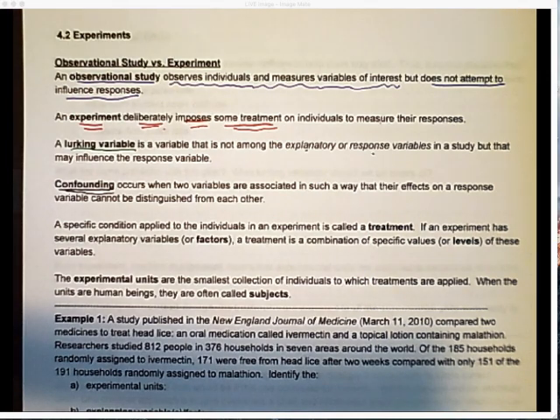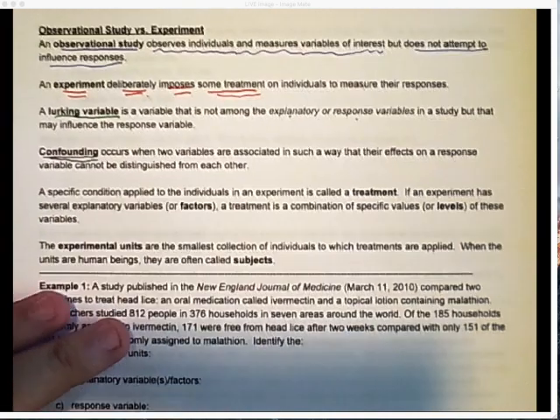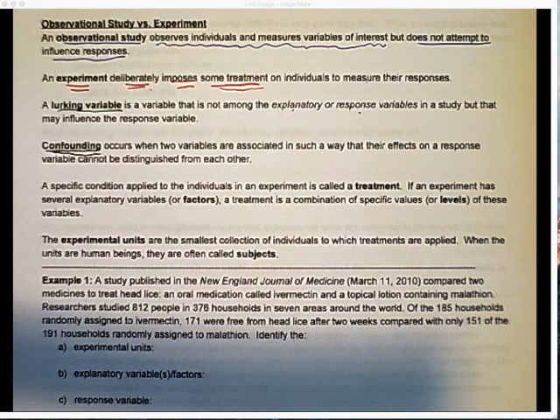Confounding occurs when two variables are associated in such a way that their effects on a response variable cannot be distinguished from each other. You might have two variables causing something, but we don't know which one is more responsible for the response. The specific condition applied to individuals is called a treatment. If an experiment has several explanatory variables or factors, a treatment is a combination of specific levels of these variables. And lastly, experimental units are the smallest collection of individuals to which treatments are applied. When units are humans, they're called subjects.